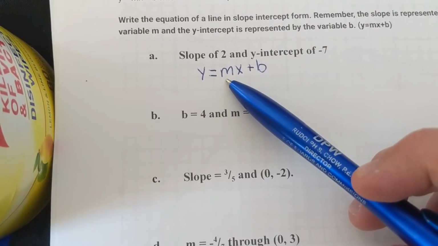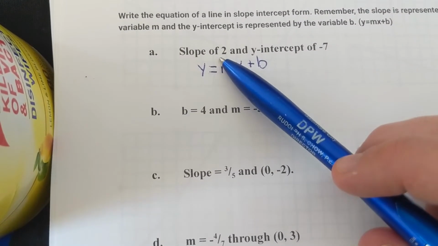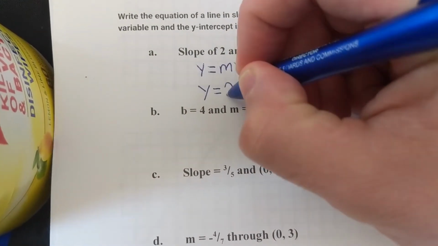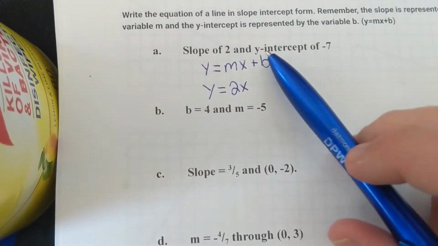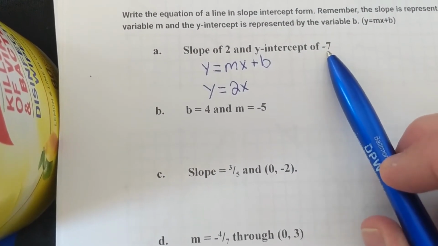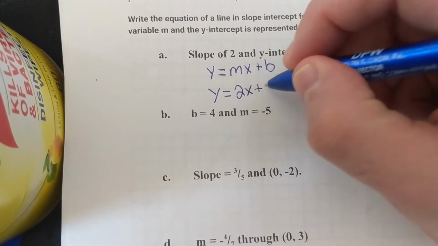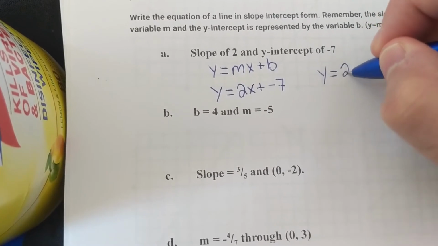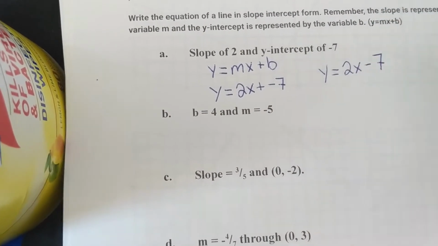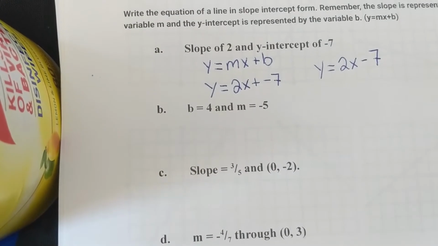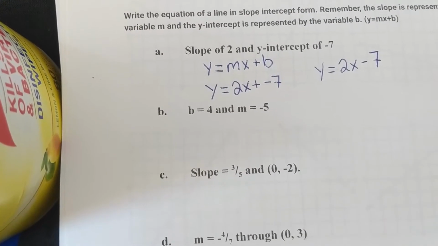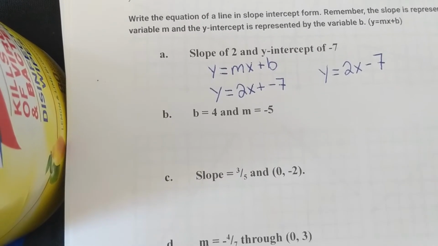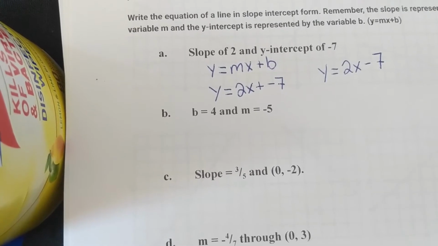So m again stands for the slope, and it tells us the slope is 2. So I am going to replace my m with 2. And it tells us the y-intercept is -7. So you can write plus -7, or you could write it as y equals 2x minus 7. Both of those are correct. And again, that is in slope-intercept form. So y equals 2x plus -7, or y equals 2x minus 7 is correct for A.